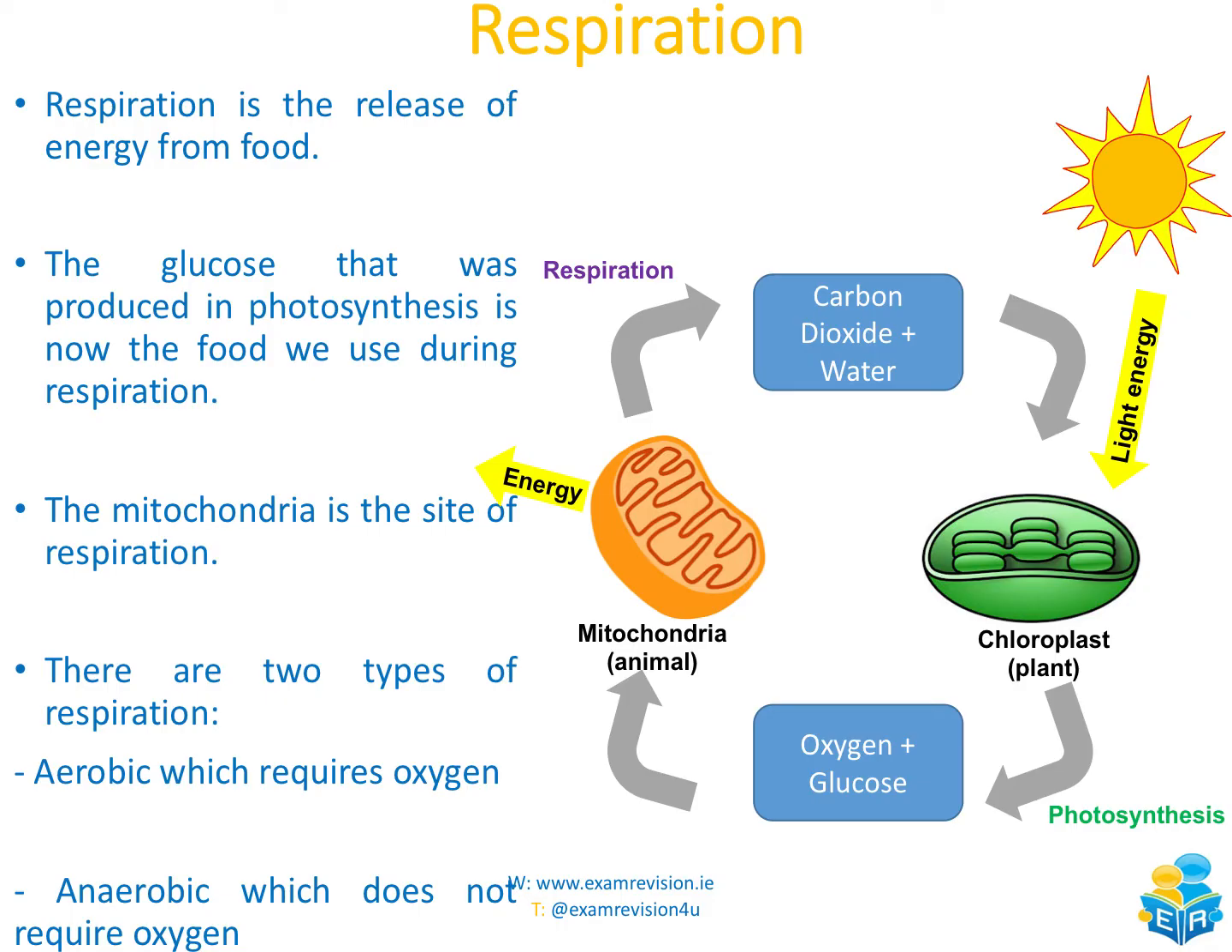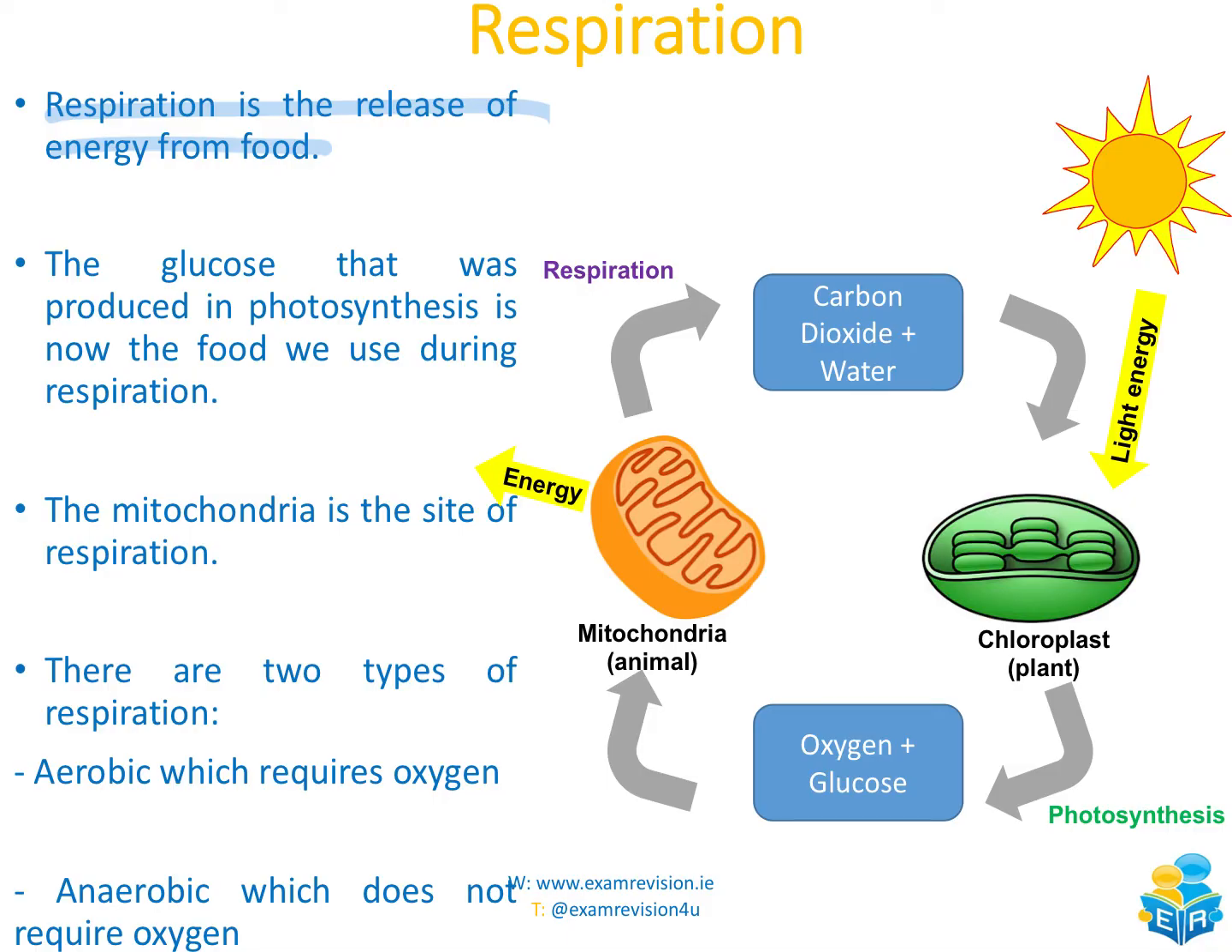Now, oxygen and glucose are actually going to be used in respiration, and the carbon dioxide and water, which is used at the start of photosynthesis, is actually going to be the products of respiration. So these go hand in hand with each other. Now, we're not actually in the chloroplast anymore. We're moving over to the mitochondria. And instead of actually making food, we're releasing the energy from food. So respiration is the release of energy from food. And the glucose that was produced in photosynthesis is now the food that we use during respiration. Okay, the mitochondria is going to be the site of respiration.